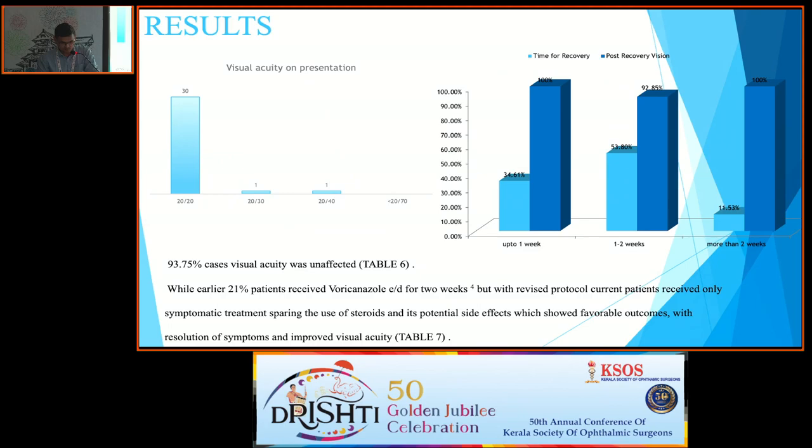So among all the patients, we had 31 patients whose visual acuity was unaffected. Earlier, patients were treated with voriconazole, but later, after the revised protocol, our patients were given only symptomatic treatment, which showed a favorable outcome with resolution of symptoms and improved visual acuity, thereby bypassing the use of steroids and their harmful side effects.